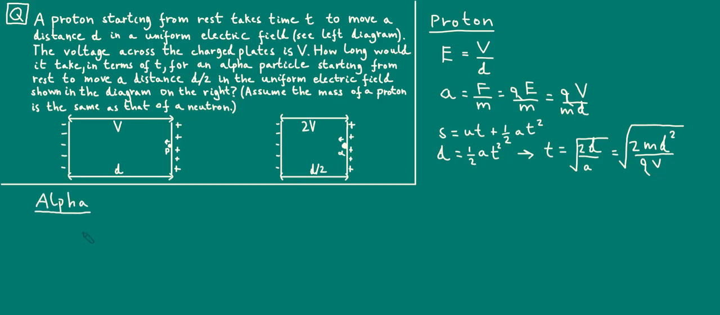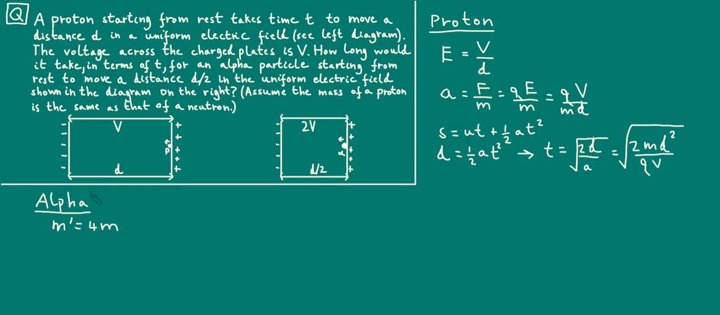So we've really done the bulk of the hard work. What we need to consider now is how the variables change for the alpha particle. You'll recall that an alpha particle consists of 2 protons and 2 neutrons. And since the question tells us to assume that the mass of a proton is the same as that of a neutron, we can say that the mass of an alpha particle, call it m prime or dash, is simply equal to 4 times the mass of a proton, which we've just been calling m so far over here.